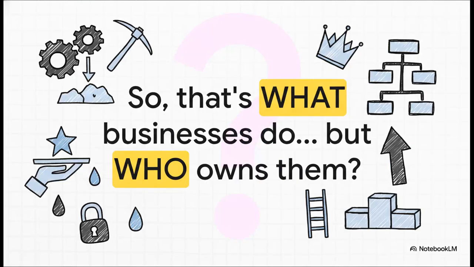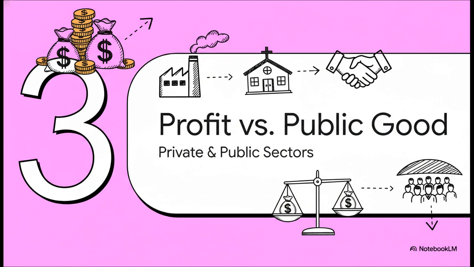Okay, so we've sorted businesses by what they produce. They either extract, make, or serve. But there is a completely different way to look at the economy. And it all comes down to one really simple question. Who's in charge? And this brings us to our second major way of categorizing everything.